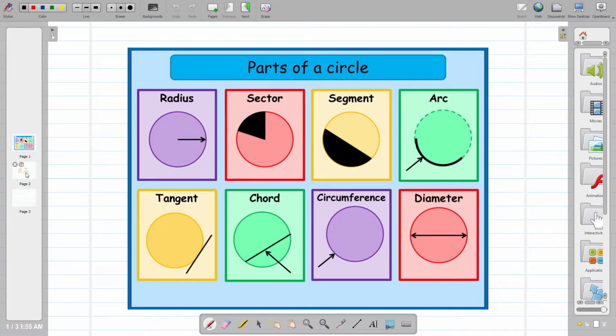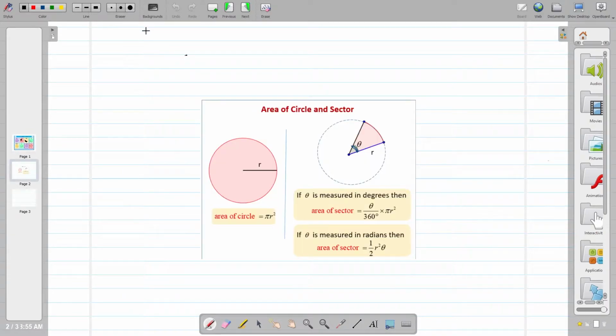We're going to go on to page 2 here. We're going to talk about the area of a circle and a sector. As we just discussed, the sector is any wedge of a circle that includes 2 radii. 2 radiuses? No, it's radii, I'm pretty sure.